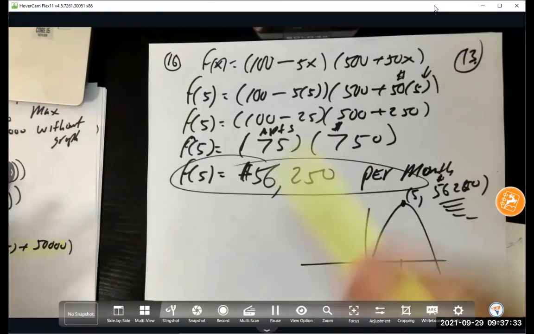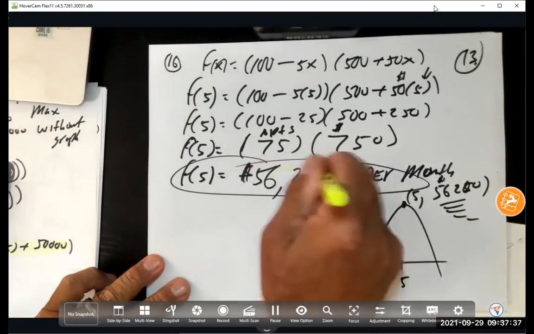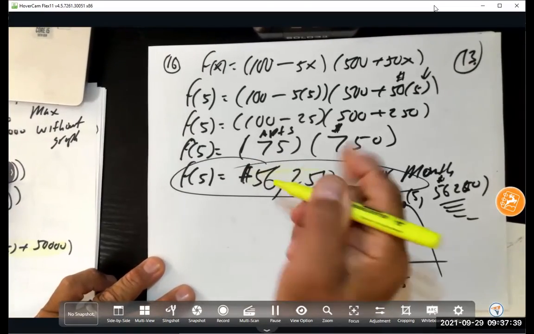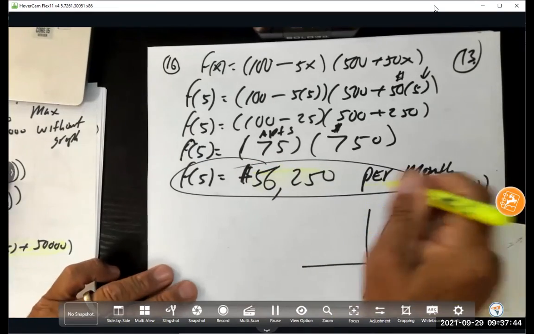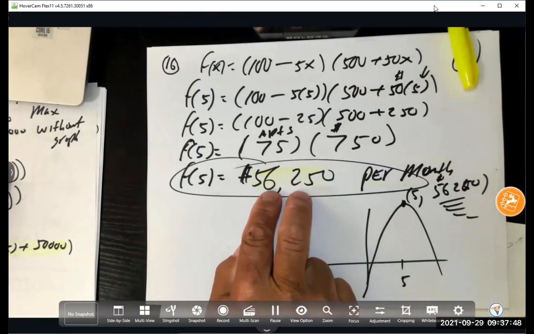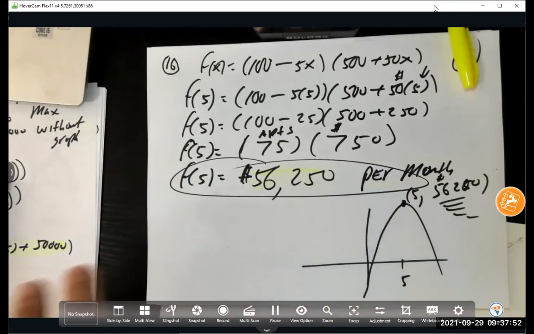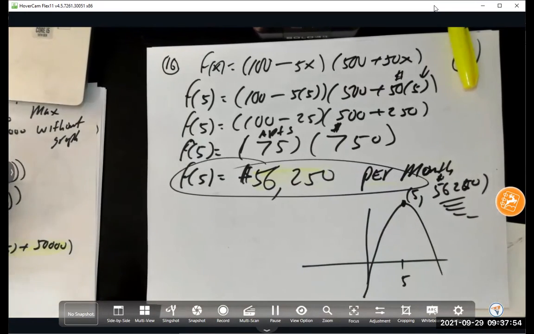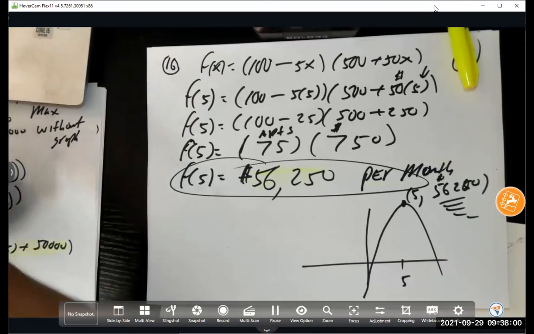And here's a question for you: is that enough? You think that's enough? Could you survive on 56,250 per month? If you got 56,250 on the first of every month, is that enough money to last you the whole month? Yes or no? What do you think? That's more than enough money to last, I think. I would think that's enough.